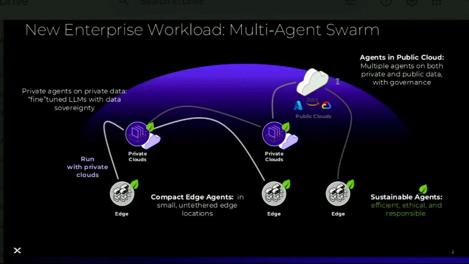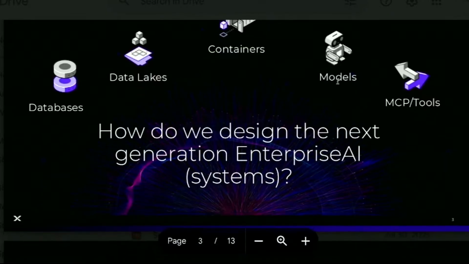So we believe that one needs to have a consistent technical architecture for running these agents. And so the question is, how do we design the next generation enterprise AI systems, not AI systems? Because AI systems in the research community, in the open source community, are sprouting like mushrooms, a Cambrian explosion. Of course, there'll be consolidation.